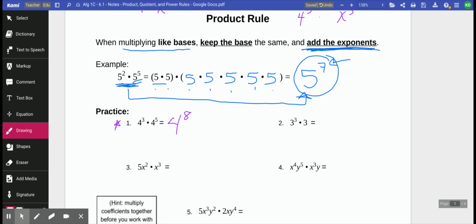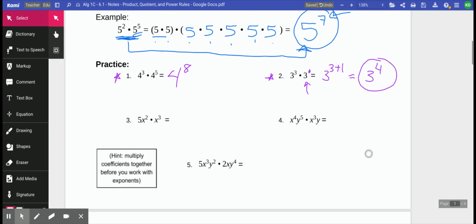All right. For number 2, 3 to the third times 3. Well, if I already have 3 to the third, that means 3 times 3 times 3. But now we have another 3. So we want to think of this as 3 to the first power. So that's actually going to be 3 to the 3 plus 1, or 3 to the fourth power. Don't forget that this counts, okay? Even if it doesn't have an exponent, it really just means the exponent is 1.